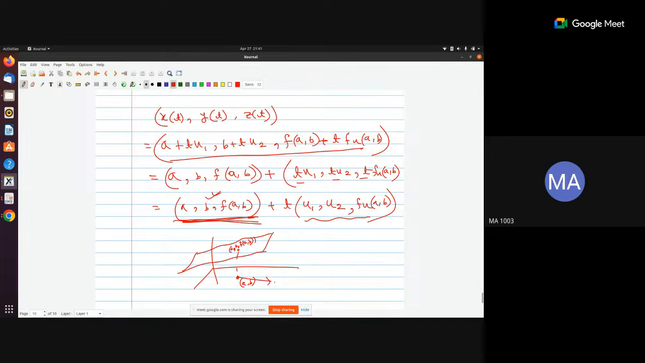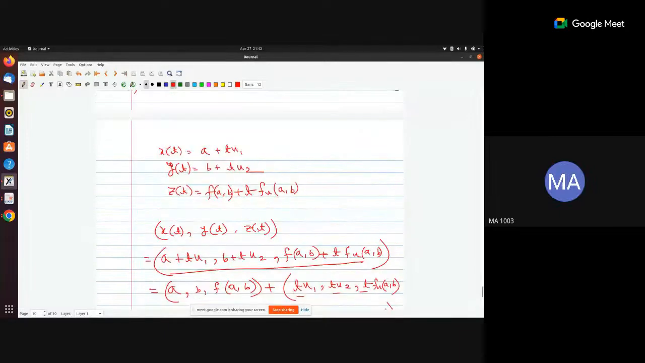Now along the direction (u1, u2), we have considered the directional derivative of it. So all together the vector form is this one, and t is the parameter. This is what the vector form is. It's just a map on the surface for the point and the direction.